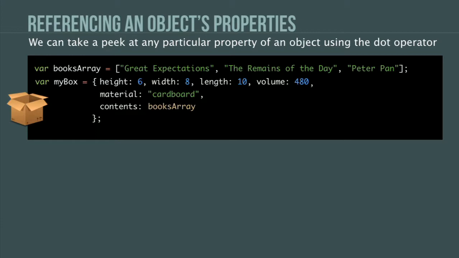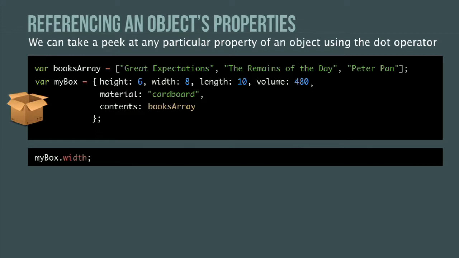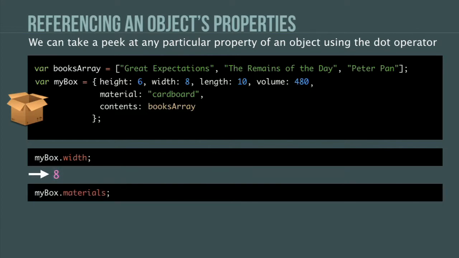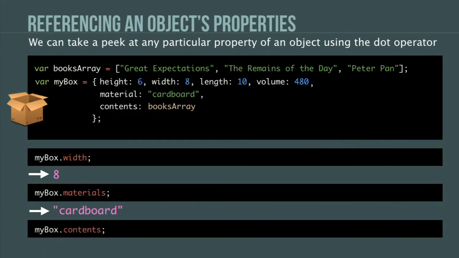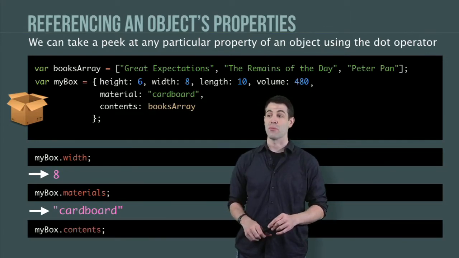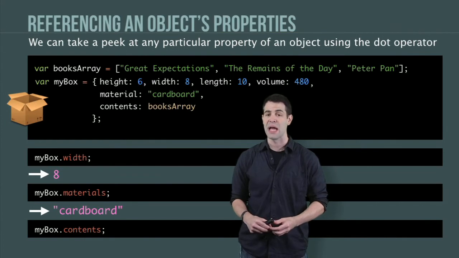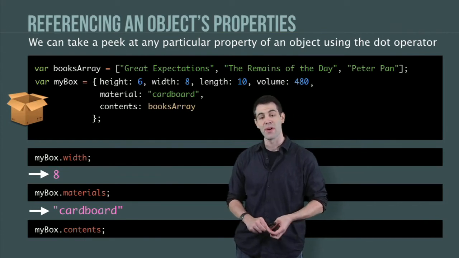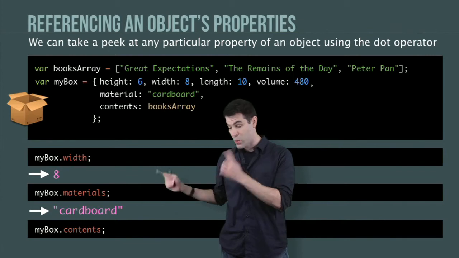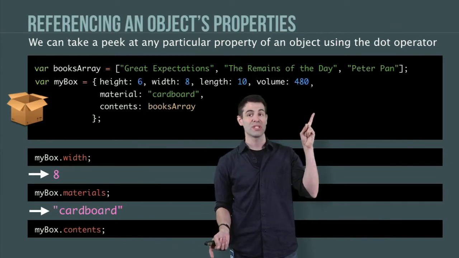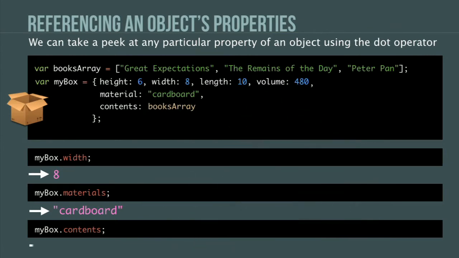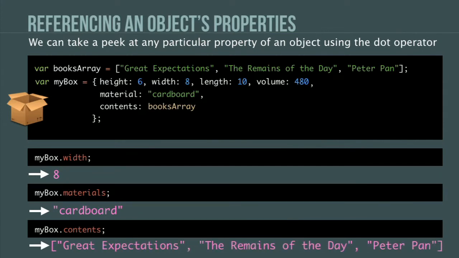So if we wanted to find the width inside MyBox, we would do MyBox.width, and that accesses the property, and we get 8. Sweet. If we wanted the materials to do the same thing, look, it pops back cardboard as a string. And if we wanted to access the contents, we would do mybox.contents. Now what happens there when we ask for mybox.contents? Well, MyBox looks inside at the contents property, sees the books array variable, which refers to the books array outside the object, and that is what gets returned, the entire books array, which you can see here.